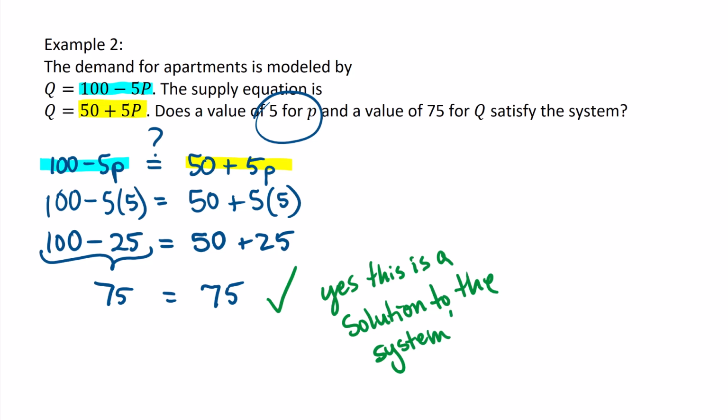And also, notice that this number here for Q is the number we got for both sides of the equal sign. So this point that we used, (5, 75), is where the two lines, if we were to graph this, intersect.